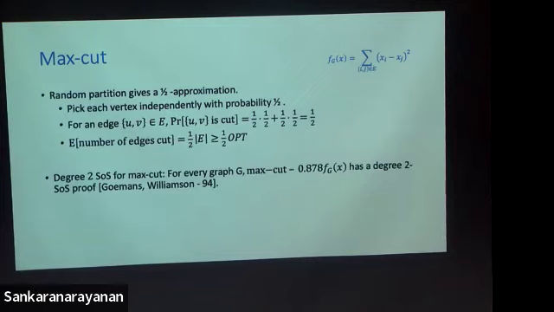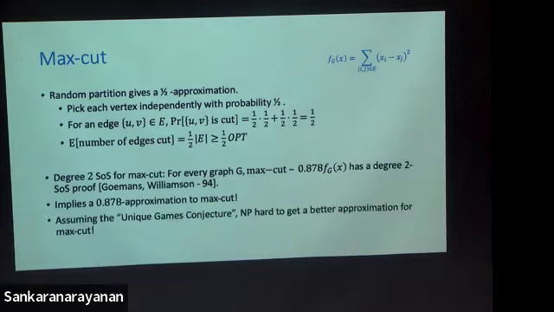Because the degree we are using is only 2, the running time is n to the d, which is some polynomial. So this essentially implies that there is a 0.878 approximation algorithm for the max cut problem. Well, this seems like a seemingly arbitrary number. Surprisingly, it turns out that you cannot do better than this. There's a certain conjecture called the unique games conjecture, which implies that, assuming that conjecture, you cannot improve upon this 0.878, kind of an arbitrary constant.